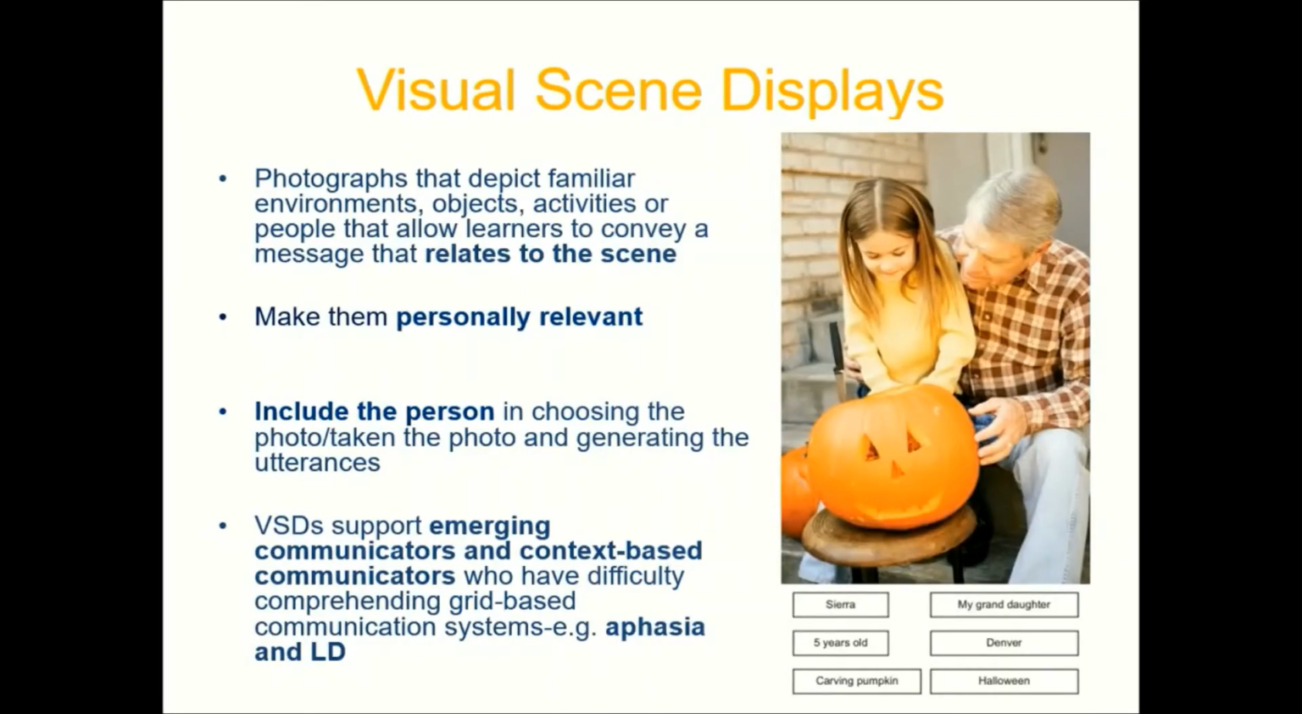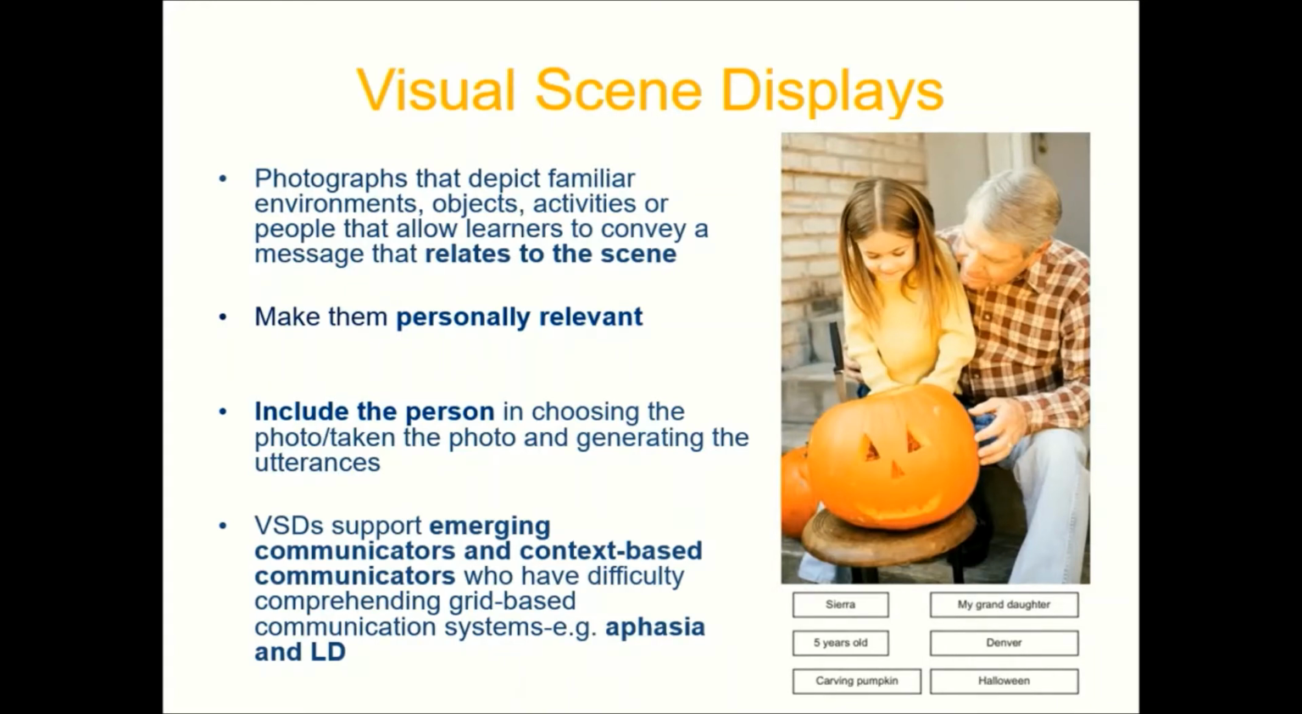Visual scene displays. These are essentially meaningful, familiar photographs for your client with some added text boxes. And they're a really nice way to promote social interaction and sharing information and conversation starters as well. So if you're creating one, make sure the person is really involved in choosing the photo. So they might have photos on their phone or their iPad that they want to include, and then generate some phrases, generate some text boxes with them. This will essentially be used for them to share information with others.